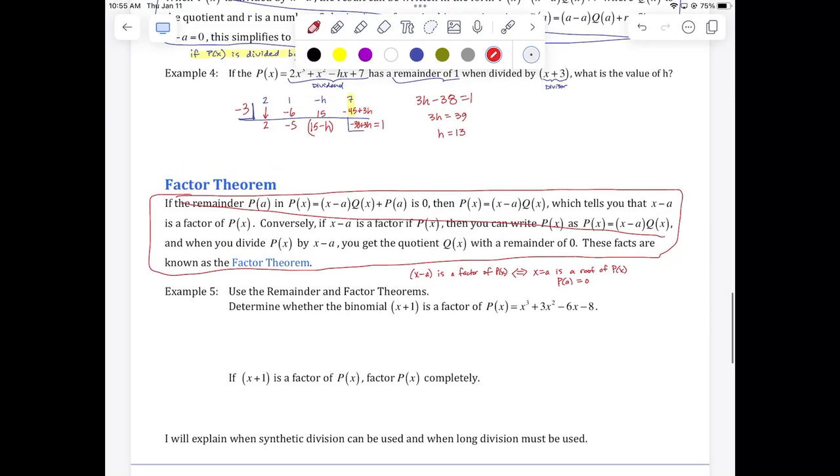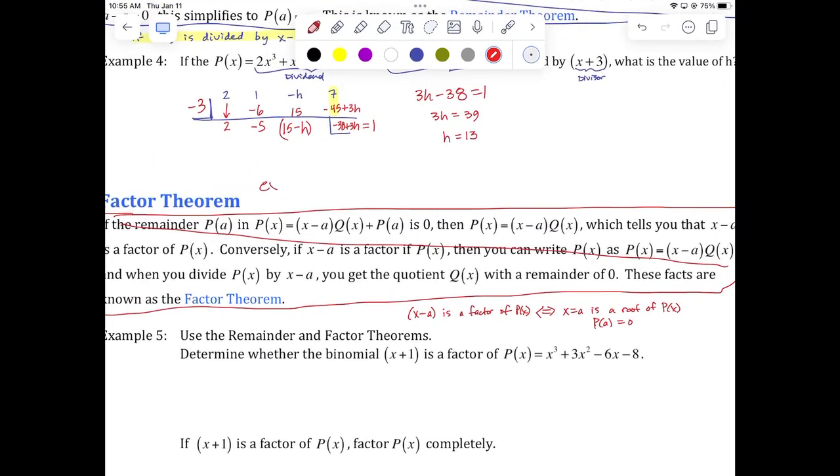We've been using this quite a bit. Here are some examples of the factor theorem. If x plus 3 is a factor, then what's the corresponding root?